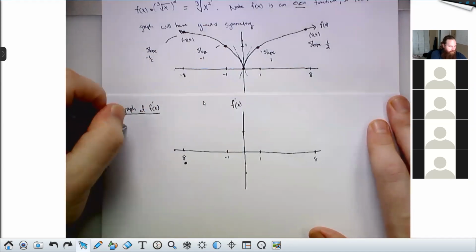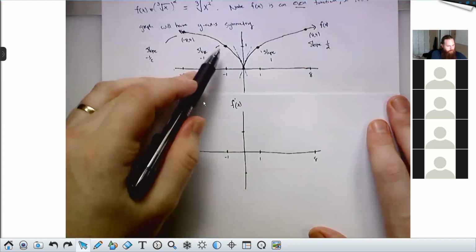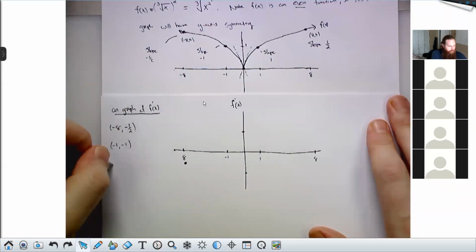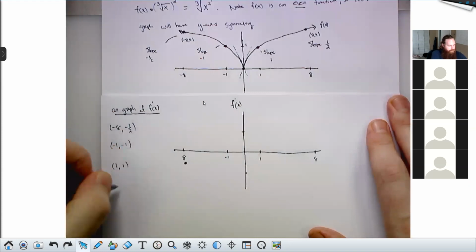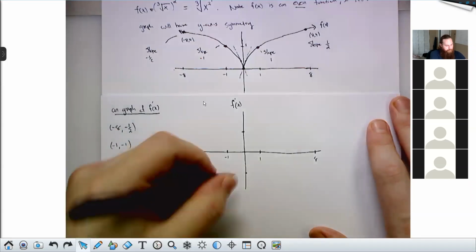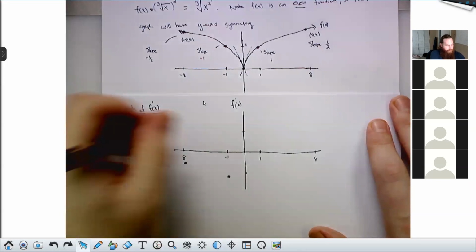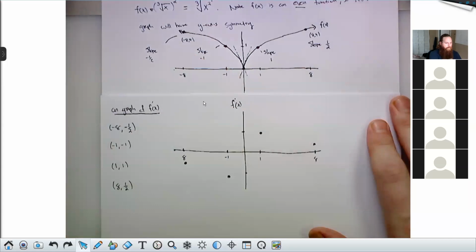-8, comma, the slope there, which was -1/2. -1, comma, the slope there, which was -1. 1, comma, 1, because the slope at x equals 1 was 1, and 8, comma, +1/2, because the slope there looked to be about 1/2. So here's -8, comma, -1/2. Here's -1, comma, -1. Here's 1, comma, 1, and here's 8, comma, 1/2.